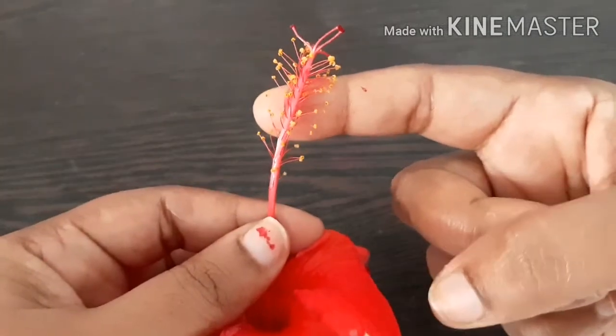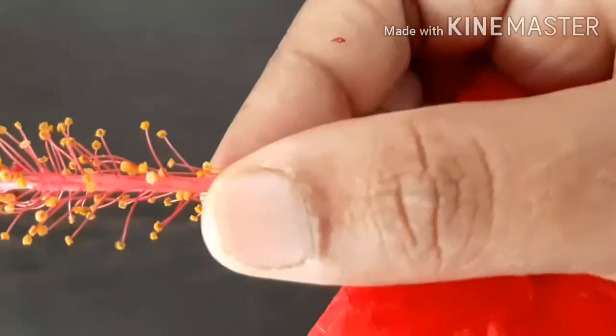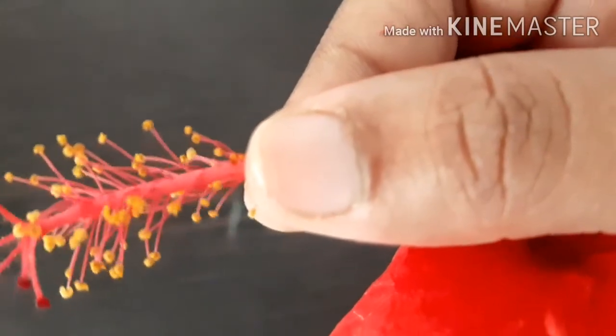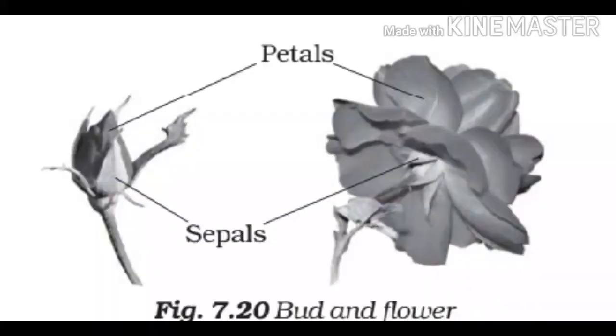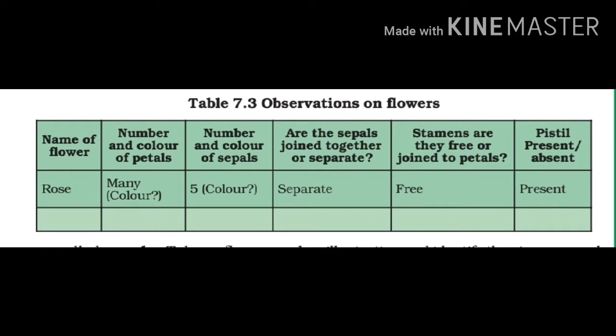Can you see these branches? Yes, these are the male part of the plant, known as stamens. Children, as we discussed earlier, you can see the sepals and petals in this picture. You just find out the petals and sepals in different flowers and fill the columns here. You can see this table in page number 61.